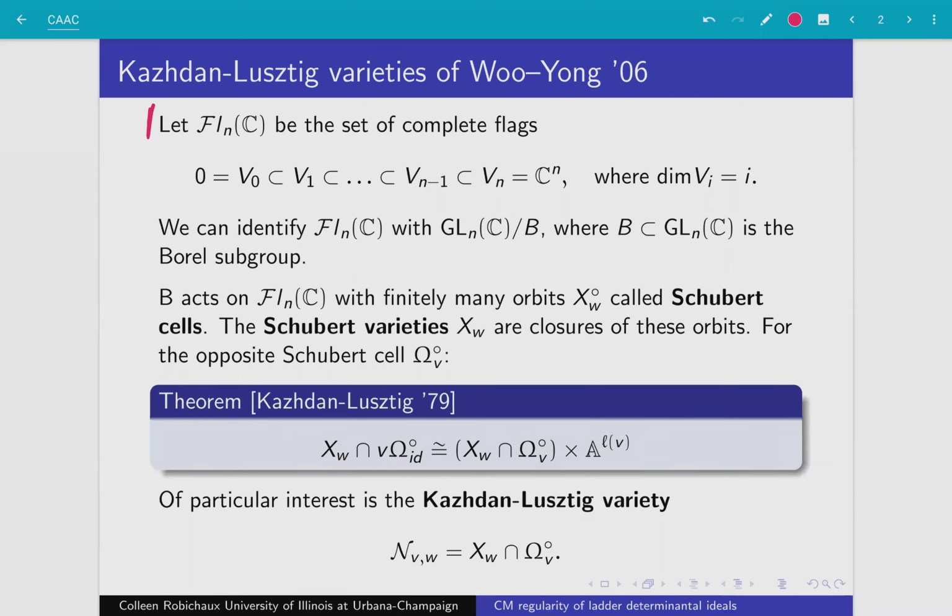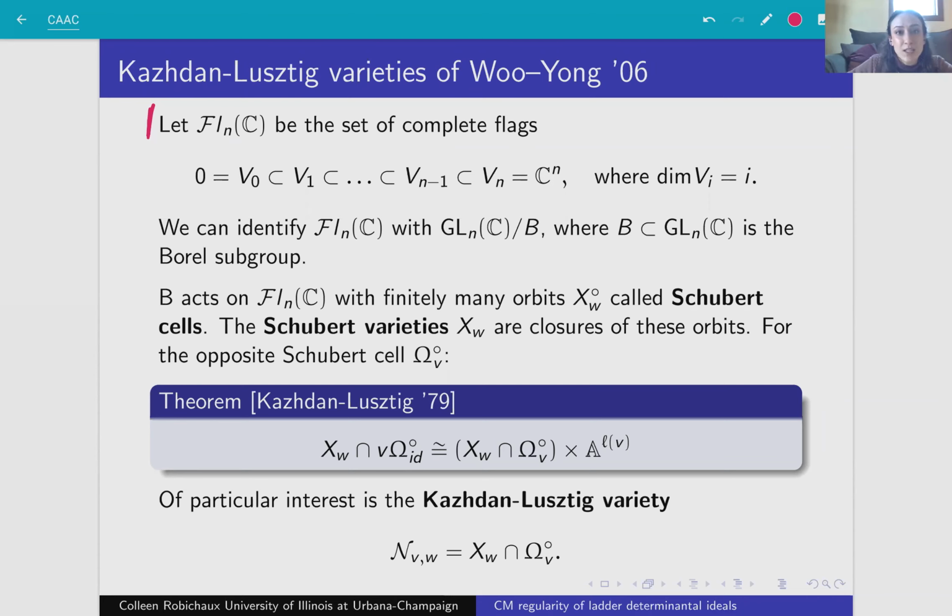And we can identify this variety with GLn, those n by n invertible matrices with complex valued entries, mod the Borel subgroup. So those are those upper triangular matrices in GLn. And this Borel is going to act on our complete flag variety with finitely many orbits. And those orbits, we'll call those our Schubert cells, and the closures of those orbits give us our Schubert varieties. I think I misspoke for a second.